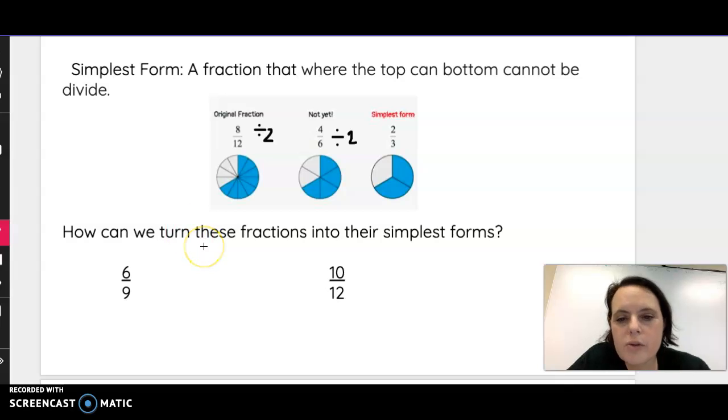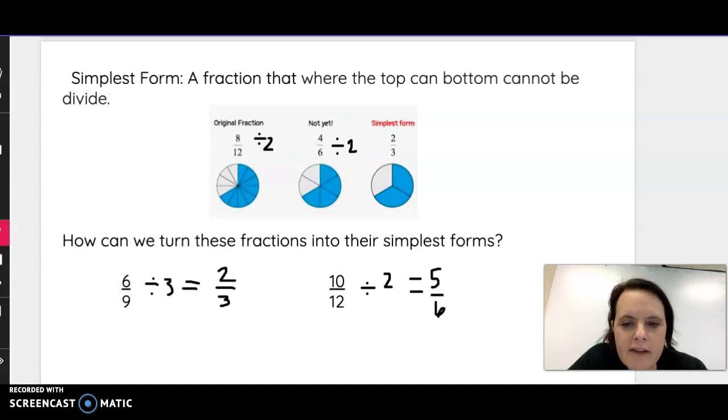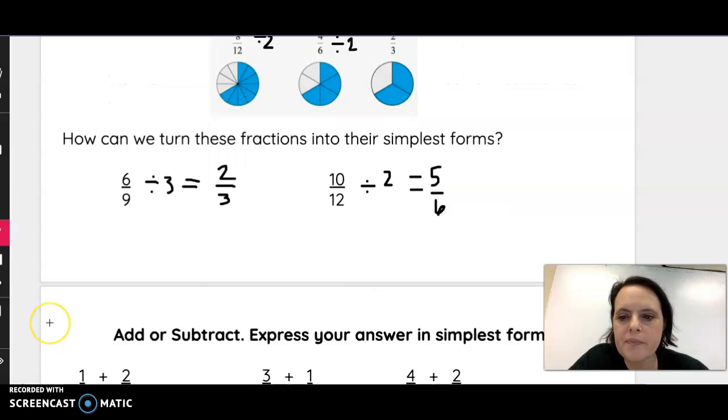What I'd like you to do on these next two problems is find a number that is a factor of both of those, and you are going to divide. You want to divide until you can't go any lower. As you can see, I have found the simplest form of these fractions. 2/3 cannot be simplified anymore, and neither can 5/6. I divided 6/9 by 3, and I divided 10/12 by 2.